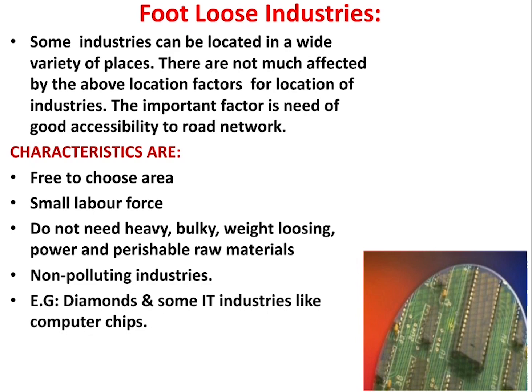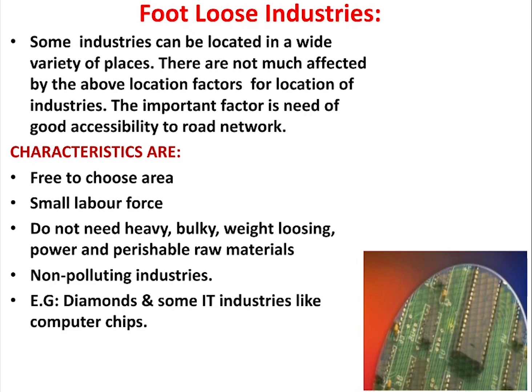We already discussed the factors affecting the location of industries. For the iron and steel industry, the main factor affecting it is the source of raw materials. They have to locate near the source of raw materials. But footloose industries are the types of industries that can locate in a wide variety of places. They are not much affected by the factors discussed above. The most important factor they need is a good link with transport or a road network.